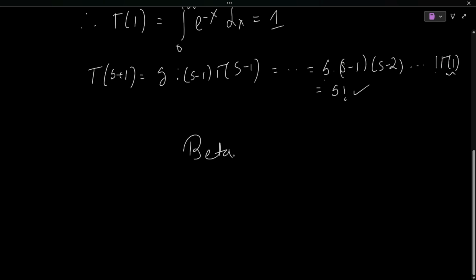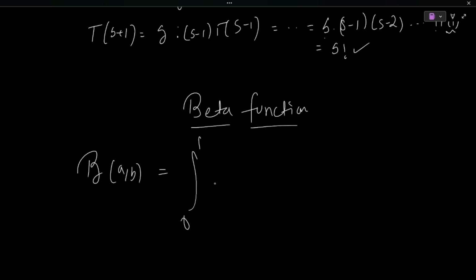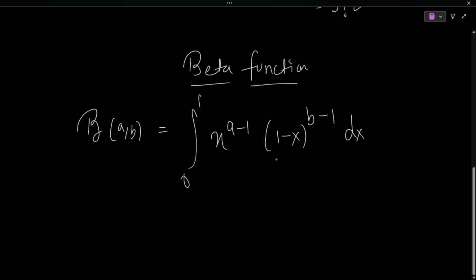Beta function, and this is important because beta can be defined in terms of gamma. That is why we are studying the gamma first and then the beta. Okay, the beta function. Now, the beta function is like this: beta of a comma b. It has two parameters. It is defined also as an integral, x to the power a minus 1, (1 minus x) whole to the power b minus 1 dx. Okay, so this is the beta function.